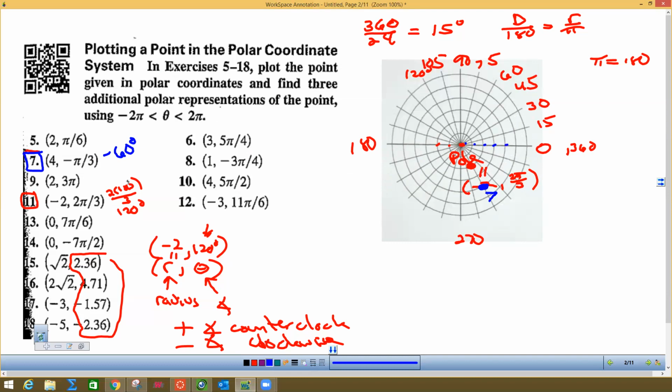So first, you take r in whatever direction it says from the origin or from the pole, and then if the theta is positive, you go counterclockwise from there. If the theta is negative, you go clockwise from there to get your point. Who's got a question? Yes, how'd you know to go forward and down?